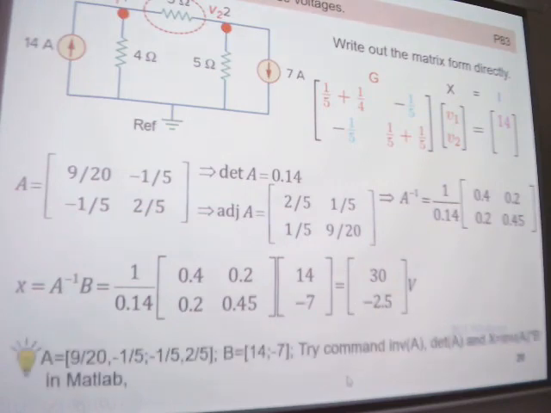Which method is easier? This one, right? We don't need to analyze it. We just select the reference node, label the V1 and V2, and then directly write down the self-conductance and the neutral conductance and the B. And then it becomes a mathematical problem. And we use the mathematical skills to solve it. Okay, so for this method, we say it's a shortcut to solve this question.